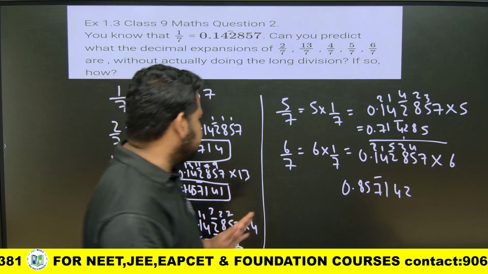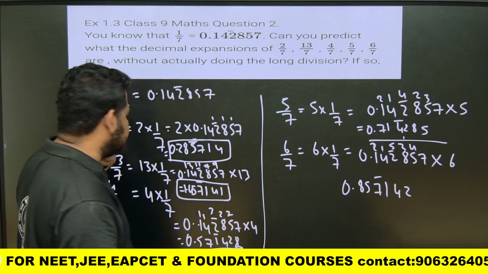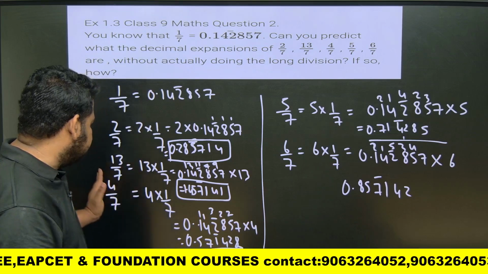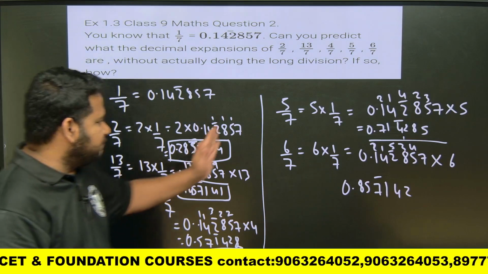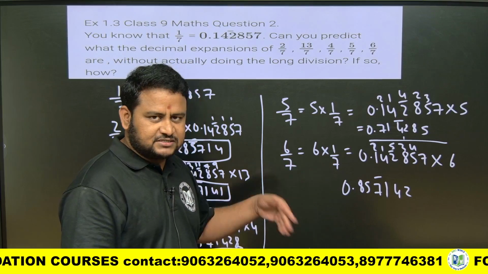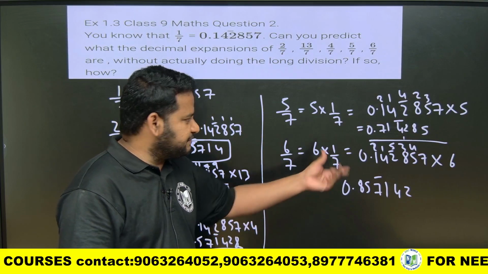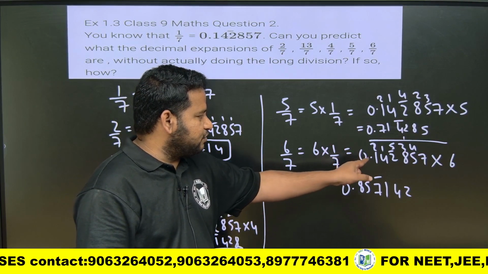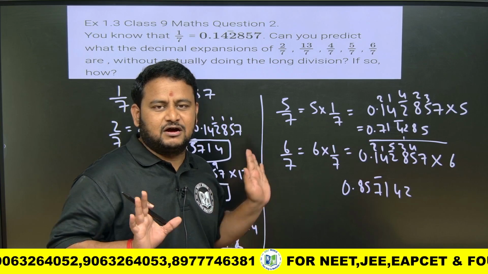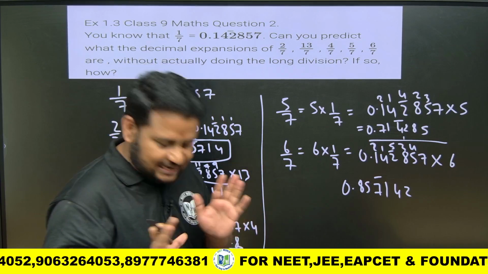Let us move to the next one. First, what you should do? 1 by 7 is given. If there is 2 by 7, that is 2 into 1 by 7. If there is 13 by 7, that is 13 into 1 by 7. 4 by 7 is 4 into 1 by 7. 5 by 7 is 5 into 1 by 7. 6 by 7 is 6 into 1 by 7. For example, for 6 into 1 by 7, 1 by 7 the value is given, so that is 0.142 bar 857. You should multiply that by 6. That's it. Don't use the long division method. I hope it is clear, friends. Let us move to the next one.